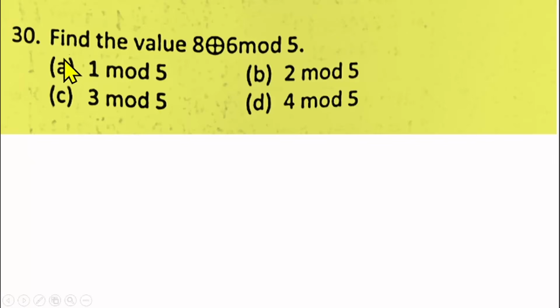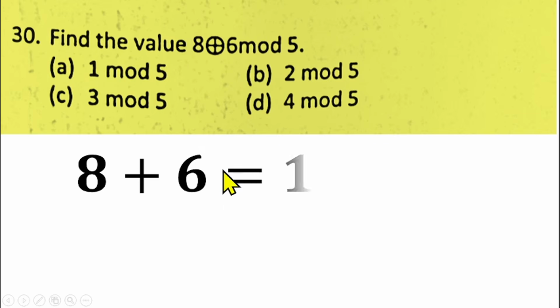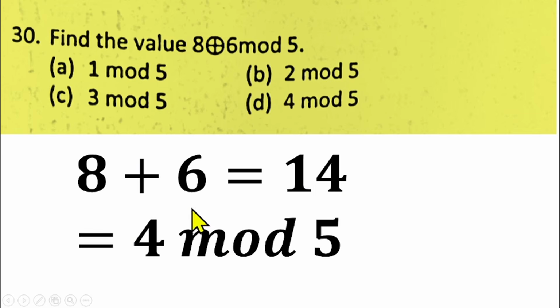Question number 30 is from modular arithmetic. We have to find the addition of 8 and 6 in mod 5. So 8 plus 6 is 14, but we are in mod 5 now. That means you need to divide this 14 by 5 and write the remainder down. 14 divided by 5 will give us 2, remainder 4. So the answer is going to be 4. 8 plus 6 is going to be 4 in mod 5. So that makes option D the right answer for question number 30.